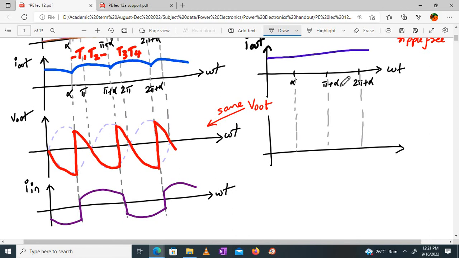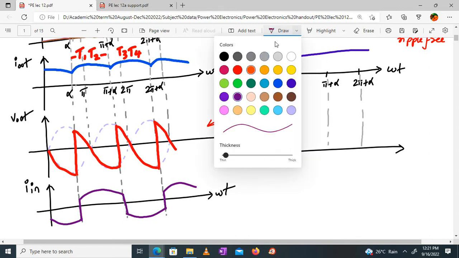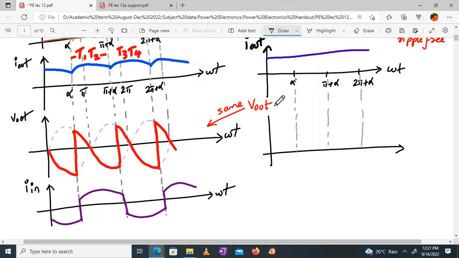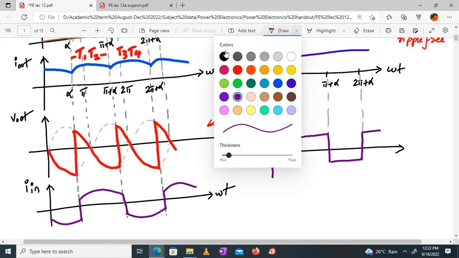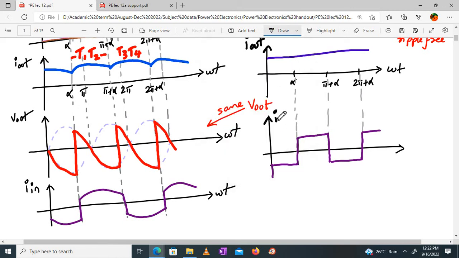Now tell me, how will the waveform be? How will it be? I told you, it will be like a square wave. I mean, square wave, right? It will be like this. Are you following what I'm saying? The load voltage will not change. Your input current waveform, the source current, is getting distorted. It's becoming a square wave. So how did this come about? Harmonics have come in.